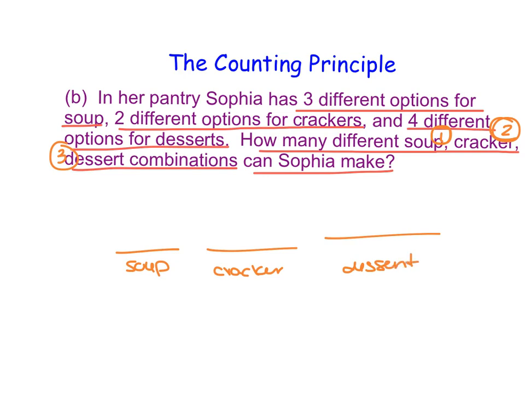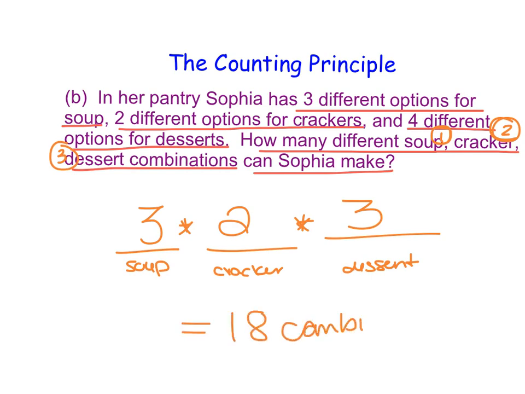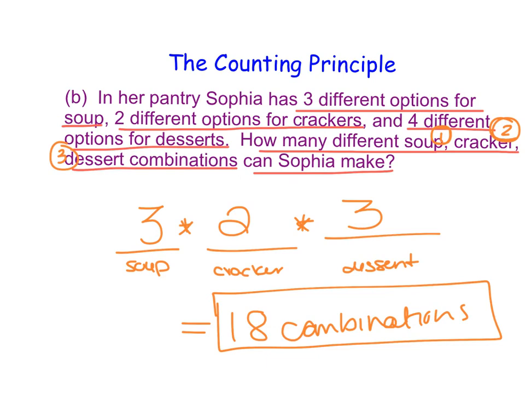Now, using the counting principle, all I need to do is multiply these together. So I have 3 different options for soup times 2 different options for crackers times 4 different options for desserts. So 3 times 2 is 6, times 4 more is 24 total combinations. So that's how many different combinations of soup, cracker, and desserts I can make.